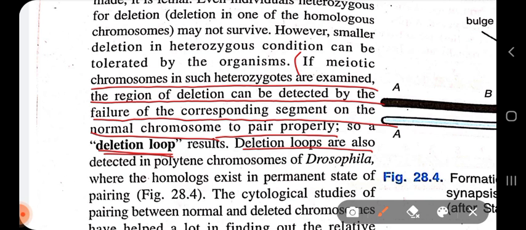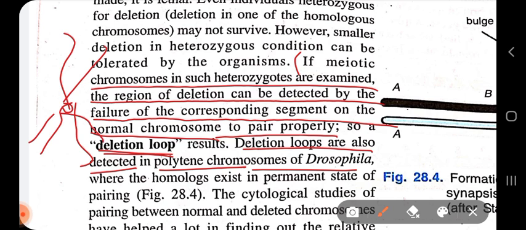Deletion loops are also detected in polytene chromosomes of Drosophila. Polytene chromosomes are chromosomes which have multiple arms, just like this: one arm, two arm, three arm, four arm, multiple arms are there. They are found in Drosophila, especially in the larval stage, where the homologous pair of chromosomes exist in permanent state pairing.